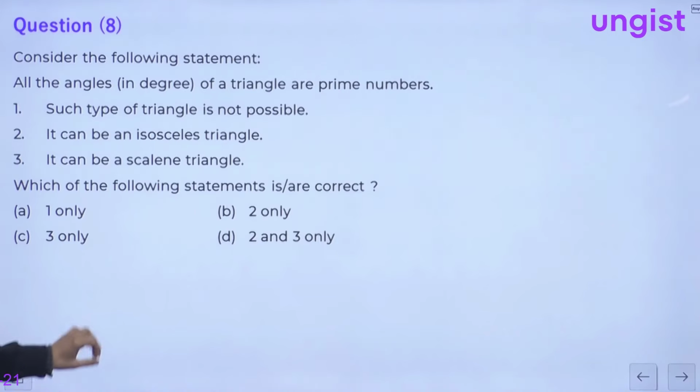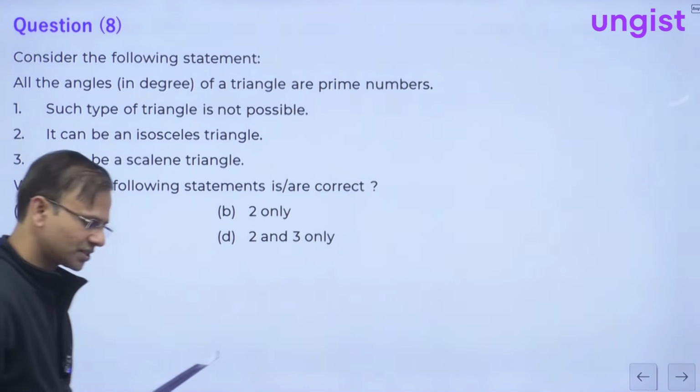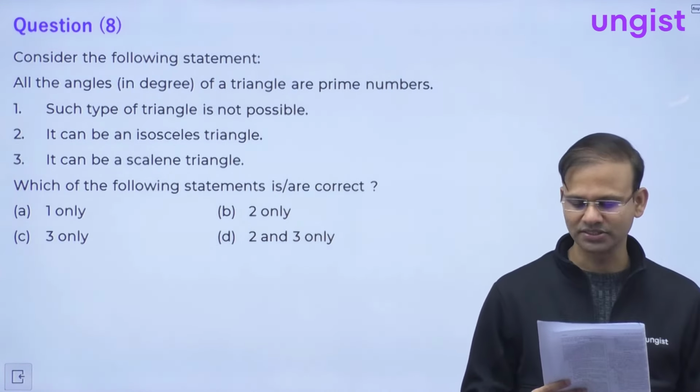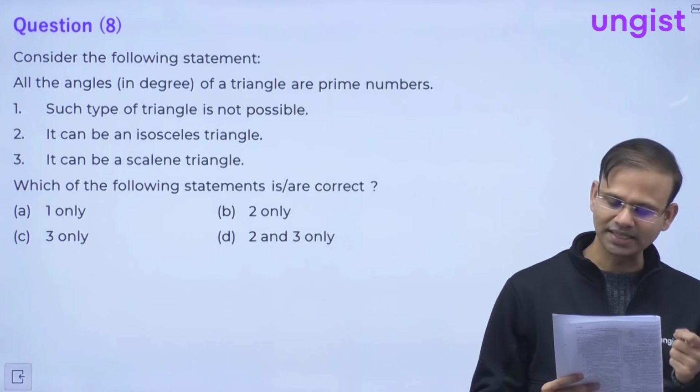Okay, so this is question number 8. Question number 8 says, consider the following statements. The first statement is, all the angles in degrees of a triangle are prime numbers. And the statements are: such type of triangle is not possible; it can be an isosceles triangle; it can be a scalene triangle.